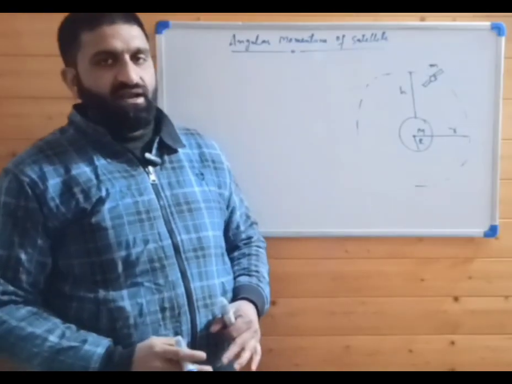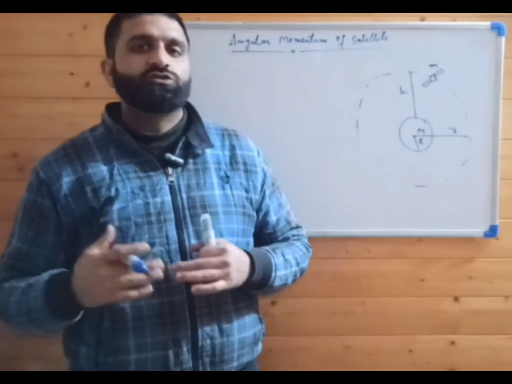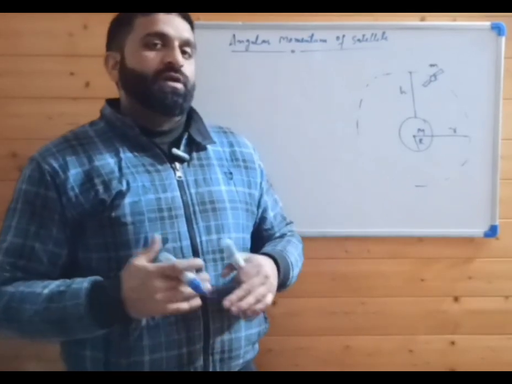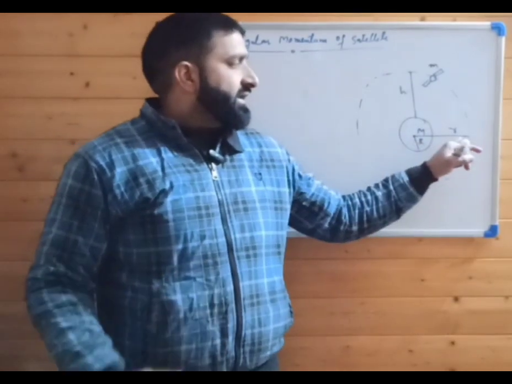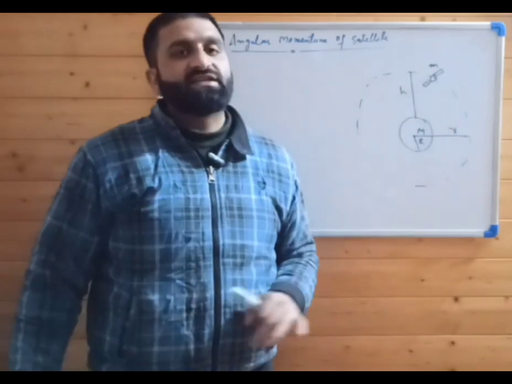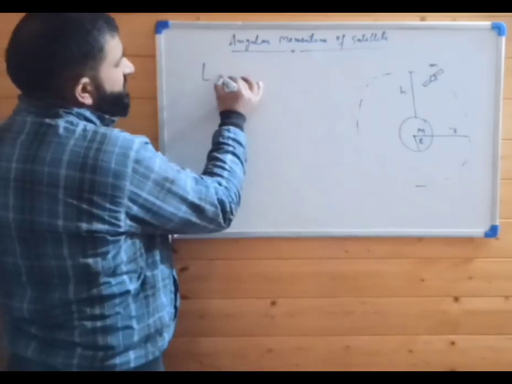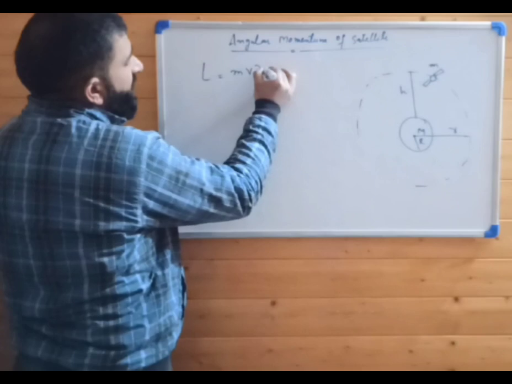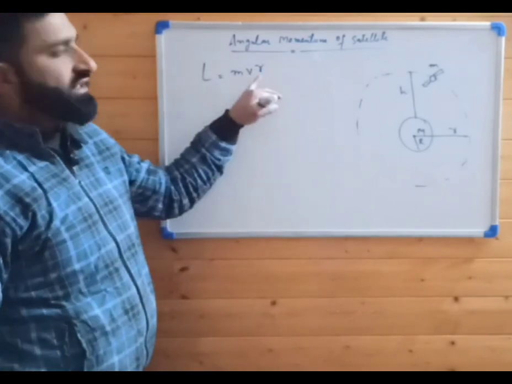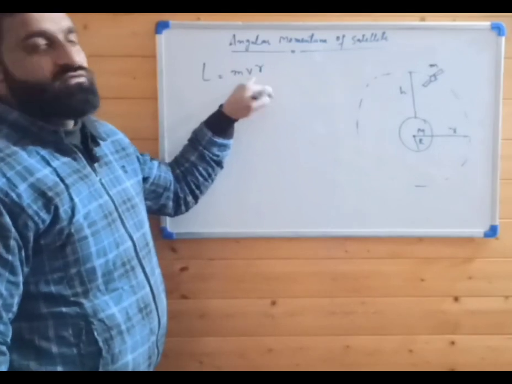Now consider the angular momentum of a satellite of mass m that is orbiting around the Earth at an altitude of h, or from the center of the Earth the radius of the orbit is r. We have to calculate what is the angular momentum of the satellite. We know that the angular momentum is equal to mvr, where m is the mass of the satellite, r is the radius of the orbit, and v is the orbital velocity.